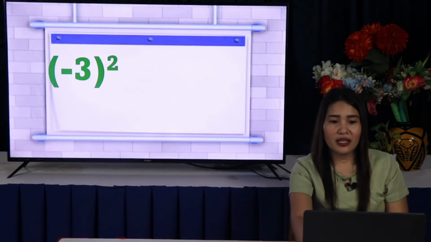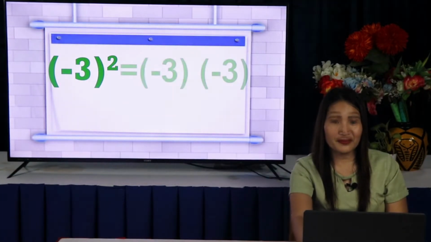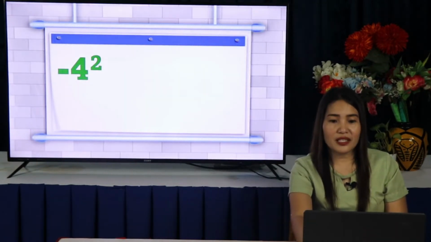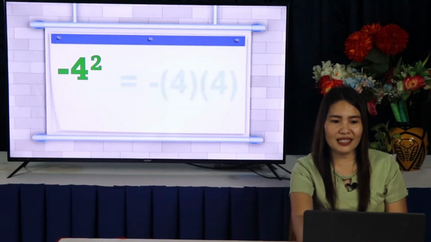Number 2. What about the quantity of negative 3 raised to 2? What is your answer? The quantity of negative 3 times the quantity of negative 3 is positive 9. Number 3. Simplify negative 4 raised to 2. The answer is negative 16.